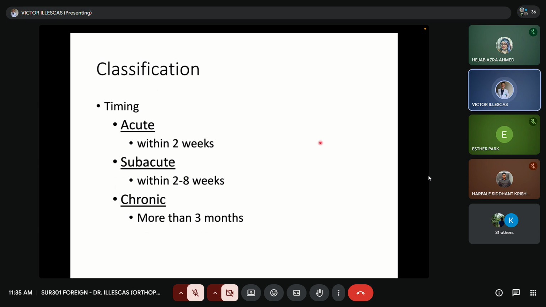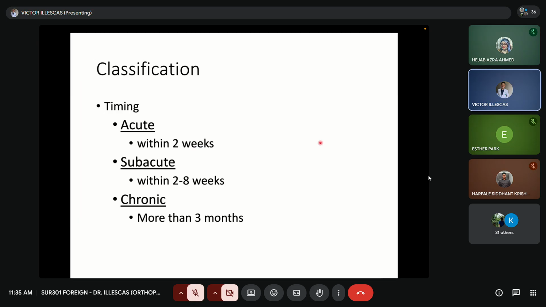It may be classified based on the timing. If the infection of the bone is within 2 weeks, it's called acute osteomyelitis. If the infection happened between 2 to 8 weeks, it's called subacute osteomyelitis. And if it has been happening more than 3 months, it's called chronic osteomyelitis.